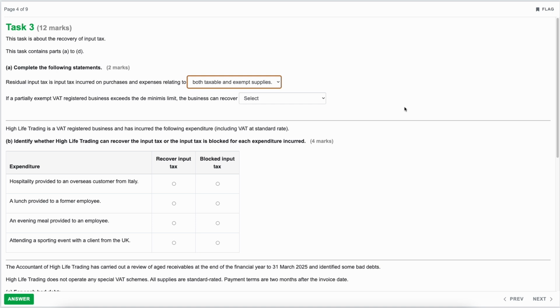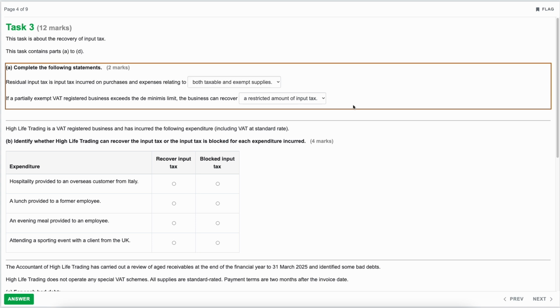The next bit, if a partially exempt VAT registered business exceeds the de minimis limit, the business can recover a restricted amount of input tax, all input tax or no input tax. So if you are partially exempt and you are under the de minimis limit, what they allow you to do is just recover all input tax, because what they're saying is if it's below that limit, it is not material. However, if you go over the de minimis limit, then it is restricted. So it would be a restricted amount of input tax.